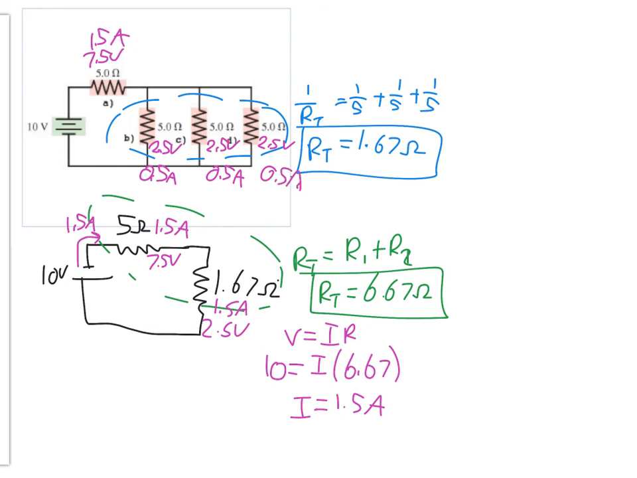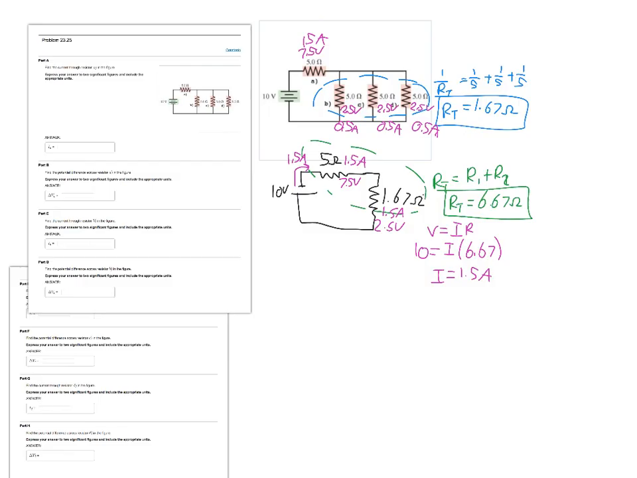Now that I've done that complete circuit analysis, it's just a matter of plugging the right numbers back into my answers. So for resistor A, the first question, the current through is going to be 1.5 amps, and the voltage across it is 7.5 volts. That's just this resistor here. Moving on to resistor B, the current through that resistor is going to be 0.5 amps, and the voltage across it is 2.5 volts.